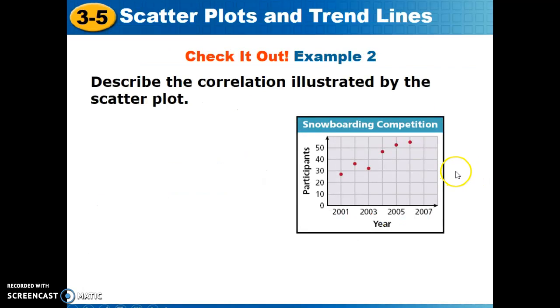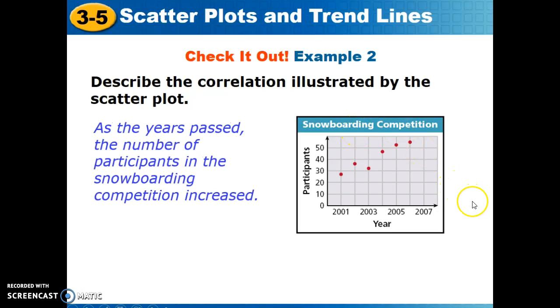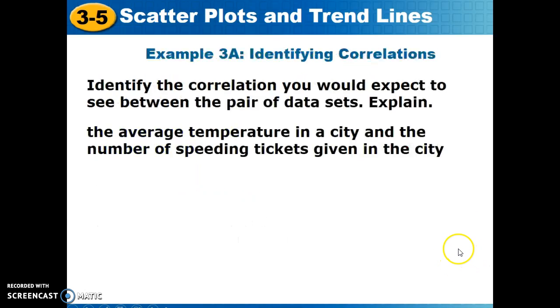We look at this. You guys do this one on your own. Describe the correlation illustrated by this scatter plot. If you came up with a positive correlation, you're correct. As the years increase, the participants increase as snowboarding became a popular Olympic event. The years passed, the participants increased, and there's a positive correlation.